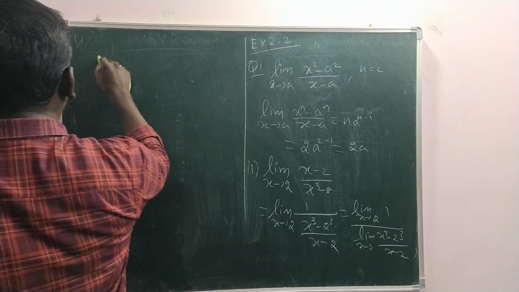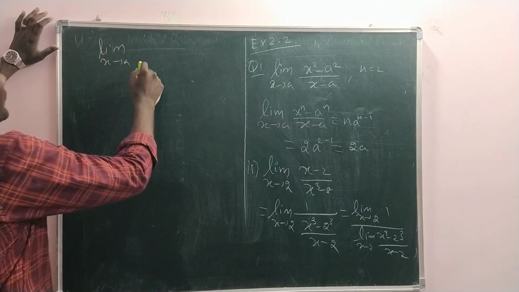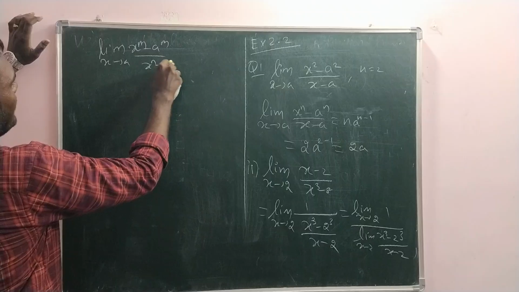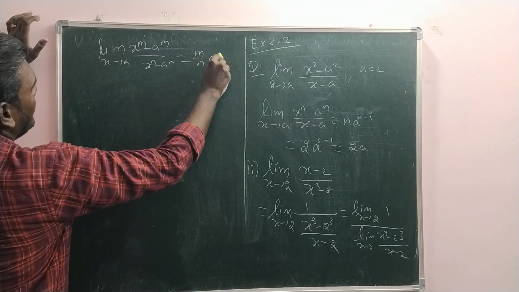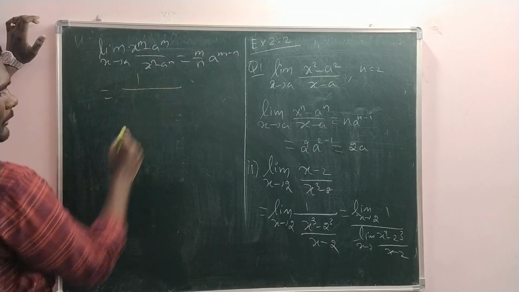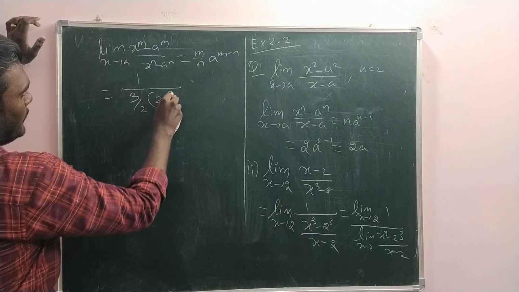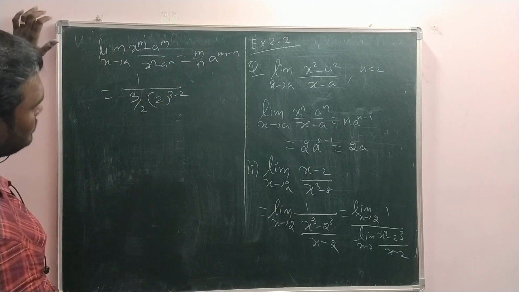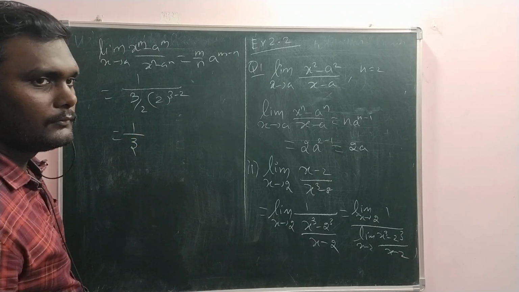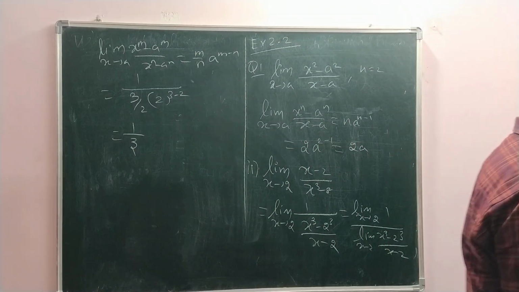So what is that formula, remember? Limit x tends to a of x power m minus a power m by x power n minus a power n is equal to m by n a power m minus n. The denominator alone we can apply that to. So the numerator is 1 only, the denominator is 3 by 2 into 2 power 3 minus 2. So the answer is 1 by 3. Any doubts in this? Is the answer correct?